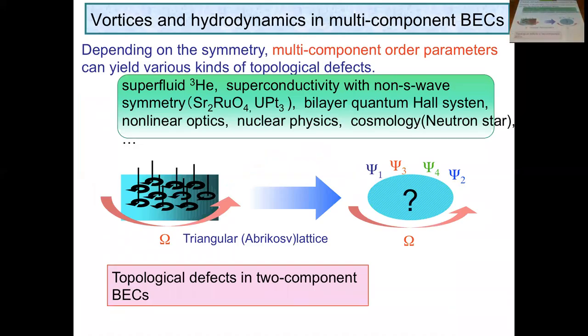Let me talk about the multi-component BECs. The advantage of BECs made of cold atoms is that we can realize multi-component BECs. So what is the hydrodynamics in this case? This topic is very common to supercritical helium-three or superconductivity with non-symmetry or something like this. For example, the most important question: what happens to the aggregates of lattices for the two-component or three-component BECs? So it's not so trivial.